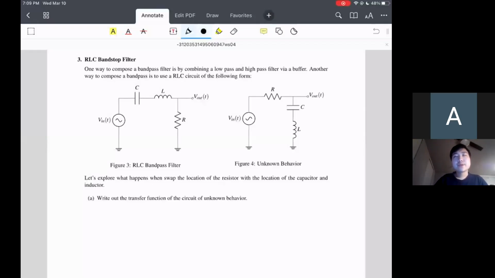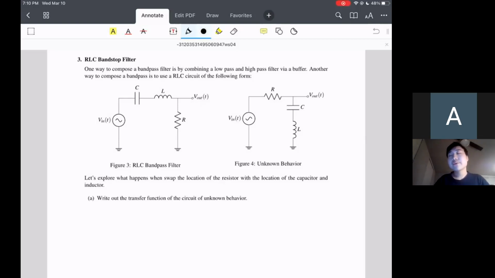So on this very third question, we have this RLC bandstop filter. As we have seen in the lecture, to construct a bandpass filter, we can cascade a high-pass filter along with a low-pass filter. We can also make use of a capacitor, an inductor, and a resistor to construct a bandpass filter. What's going to happen if we change the order of the resistor, the capacitor, and the inductor? Let's take a look at this question.